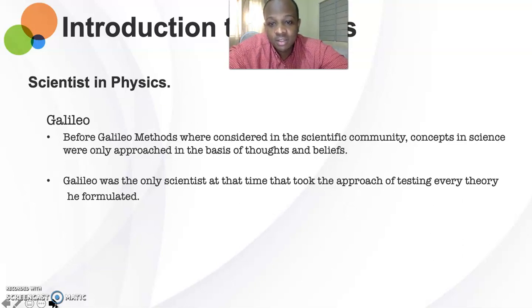So before Galileo, methods were not considered in the scientific community; concepts in science were only approached on the basis of thoughts and belief. So this means that you just had a random person saying that he's a scientist, and he comes up with this big idea that the sun is a square, right? And for example, the sun is a square, and he has no proof. Galileo came, and whenever he comes up with an idea, he tests his idea, right?